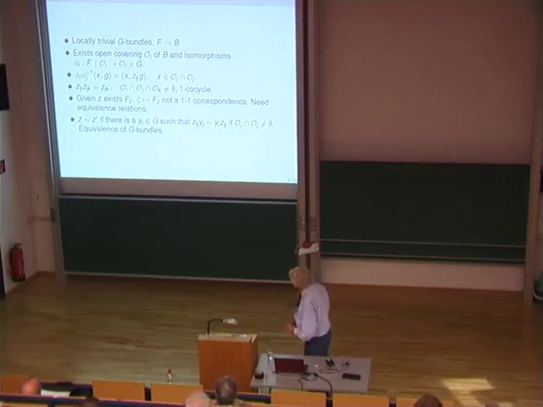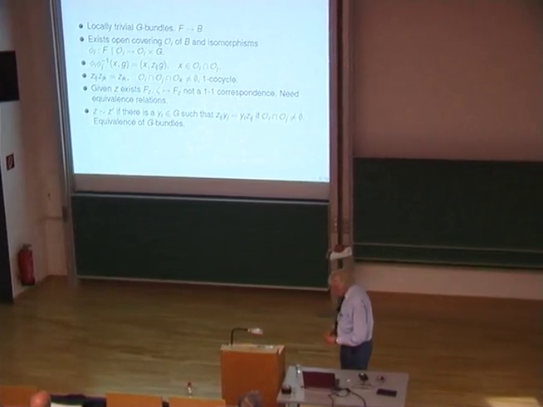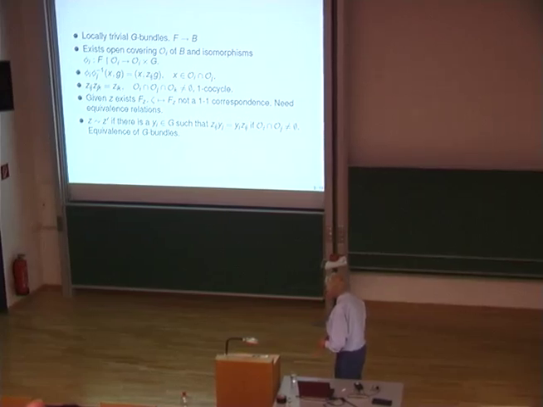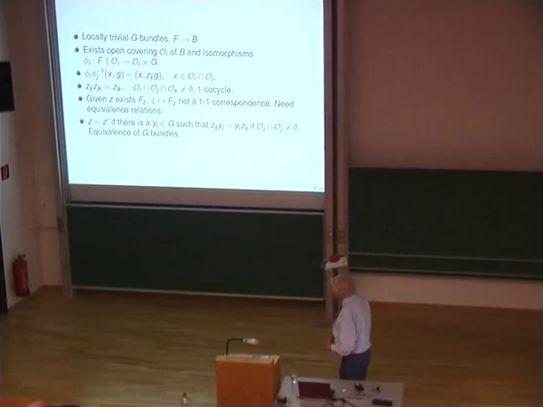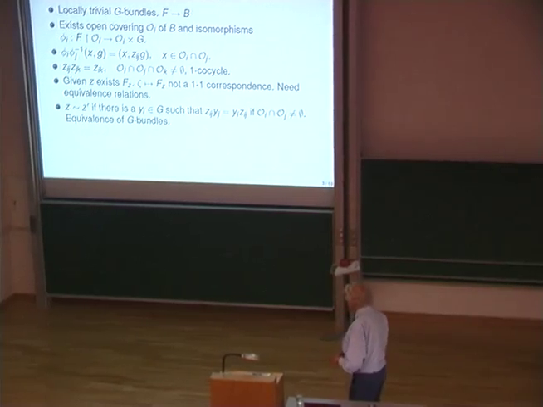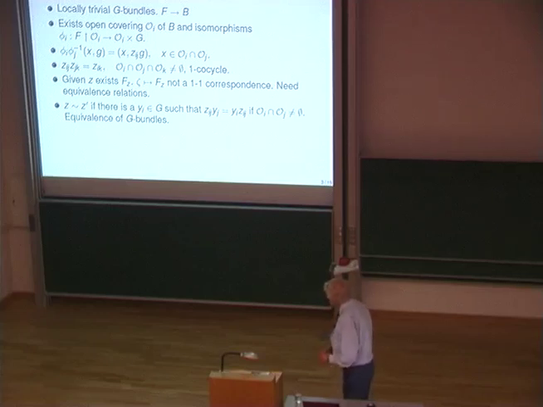Furthermore, if you're given such a one-cocycle Z, you can construct a bundle F_Z, but the correspondence from Z to F_Z is not a one-to-one correspondence. Instead, you need equivalence relations. Two one-cocycles are equivalent, or cohomologous, if you can find y_i in G such that z_ij y_j = y_i z'_ij for O_i ∩ O_j non-empty. And this corresponds to the equivalence of G bundles.